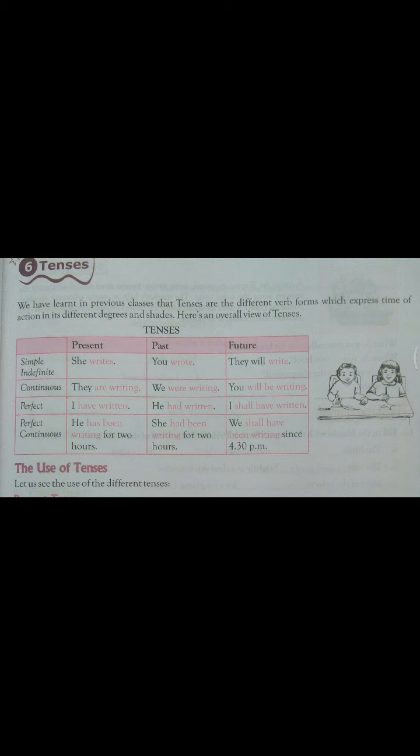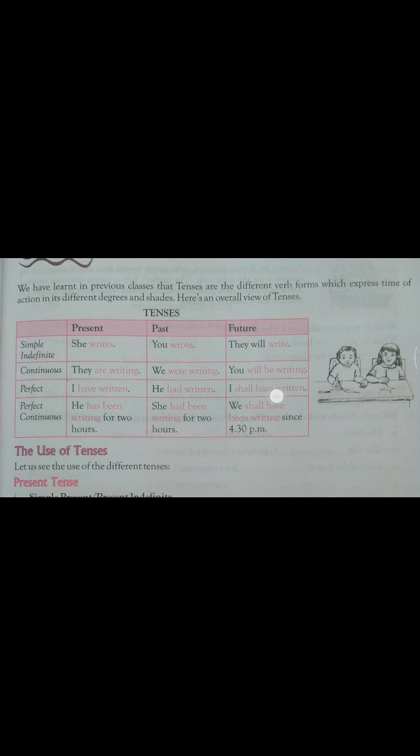And suppose we say he will be appearing for the examination this September. So he'll be appearing, that means he will appear in the examination in the future. What is the course of action here? The course of action is will be appearing, and will be appearing shows future reference, and that is why it is in the future tense. Let's take some examples from the book also, like she writes, then they are writing, then I have written, then he has been writing for 2 hours.